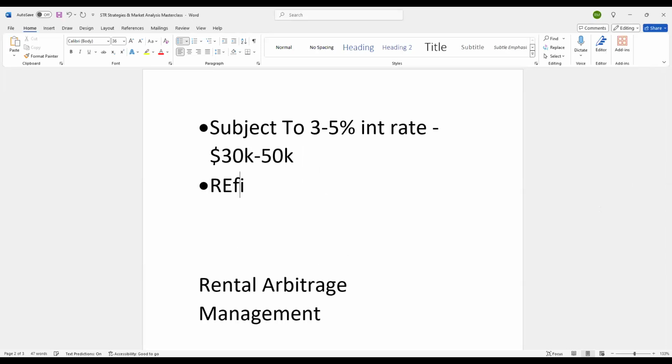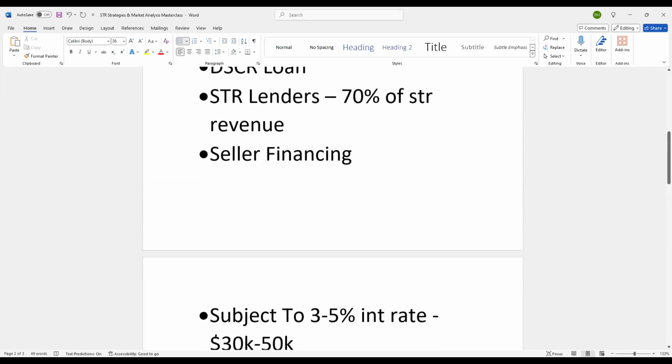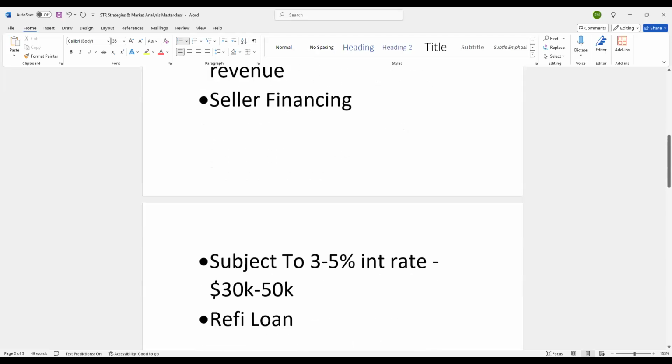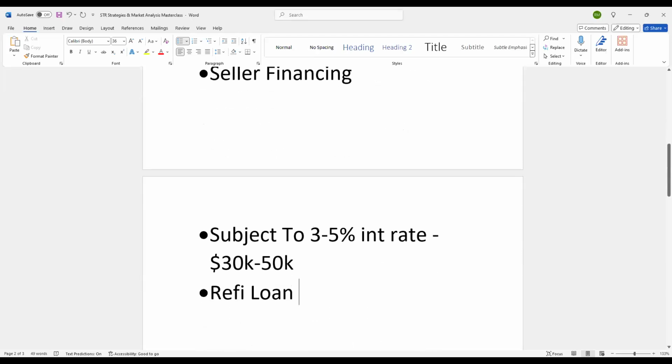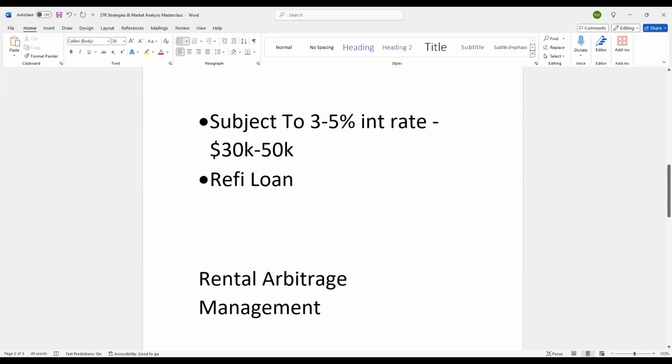So once you've done this, whether you're doing hard money or subject-to or seller financing, there's always the option later to refinance out of that loan. You can do 75 to 80% of ARV, right? So on your refinance, you can actually pull out cash.